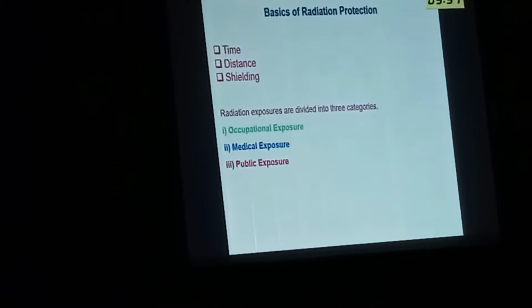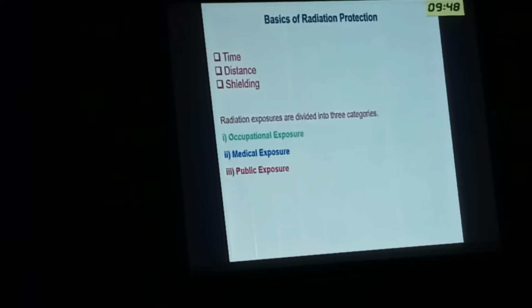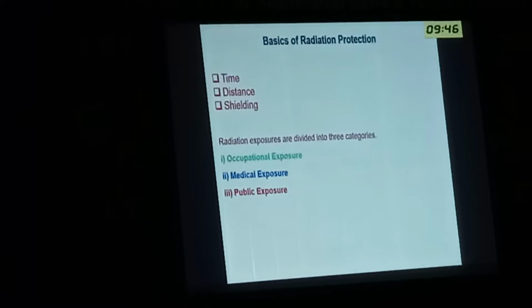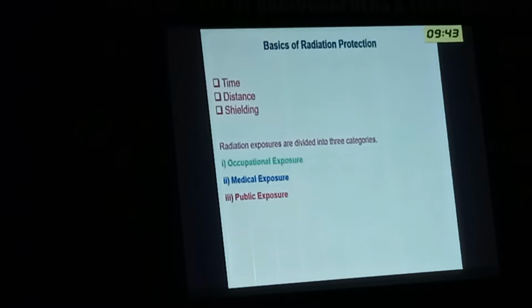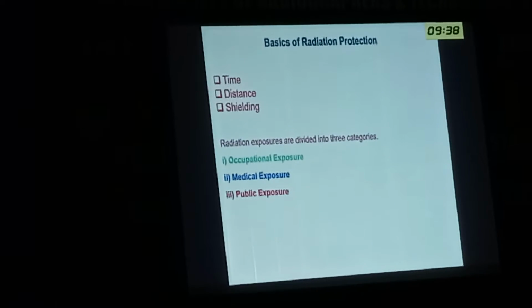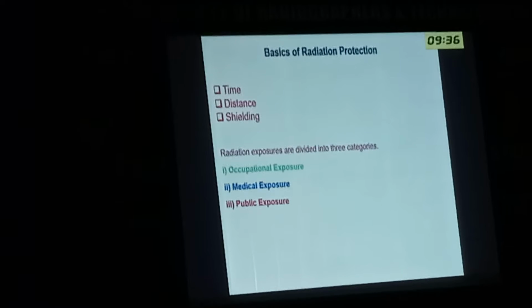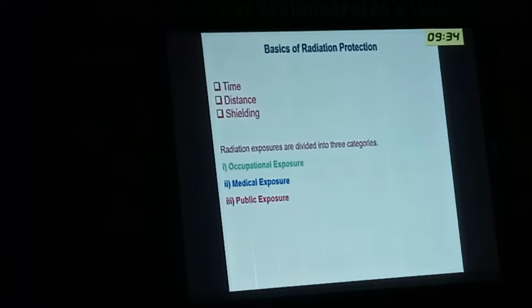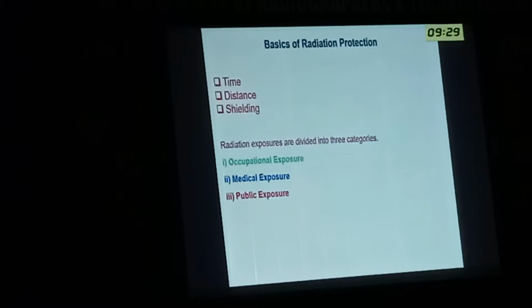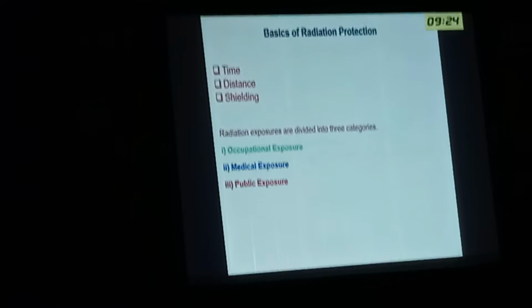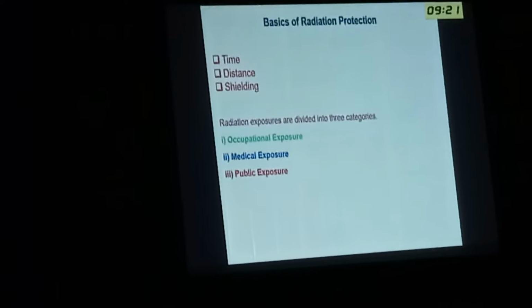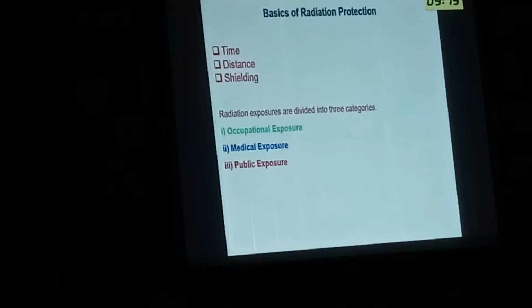So the next one is shielding. You have to provide shielding material. For X-ray facilities, the best shielding material is lead. But obviously lead also has some detrimental effects on the environment, so we have to think of some other kinds of shielding materials also. And for different types of radiation, suppose alpha, beta, gamma, neutron or X-ray, different types of shielding materials are used based on the properties of that particular type of radiation.